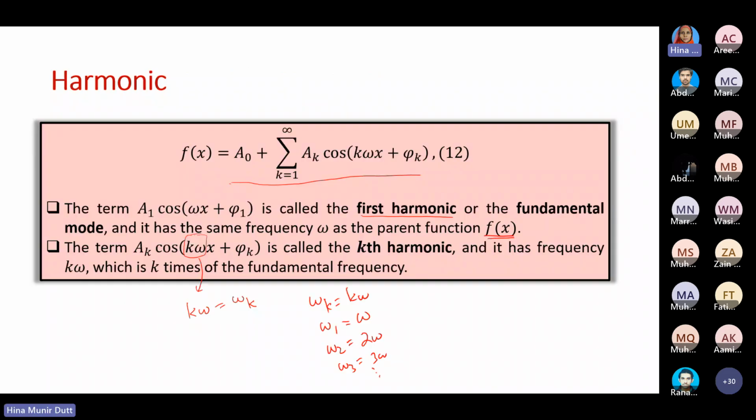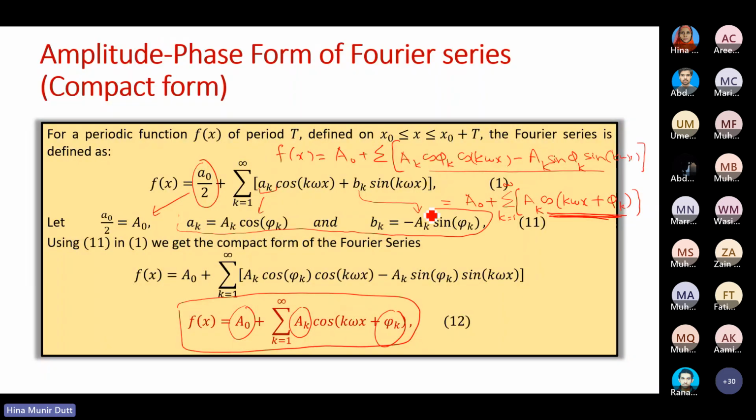You could see what is my AK. I can find AK from here by squaring and adding these two equations. Squaring and then adding, AK square plus BK square is equal to, taking AK square common, and in the middle I would have cos square phi k plus sine square phi k, which is equal to 1. So it is equal to this one.